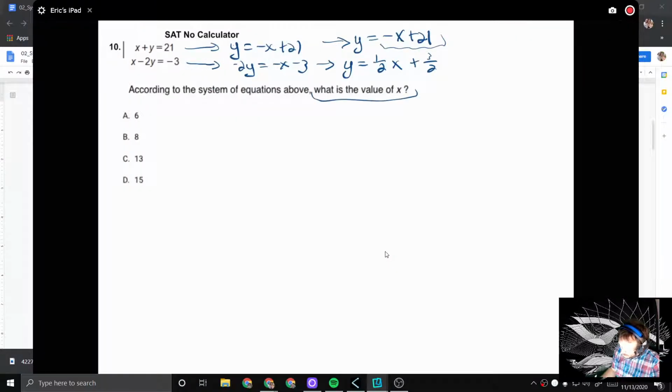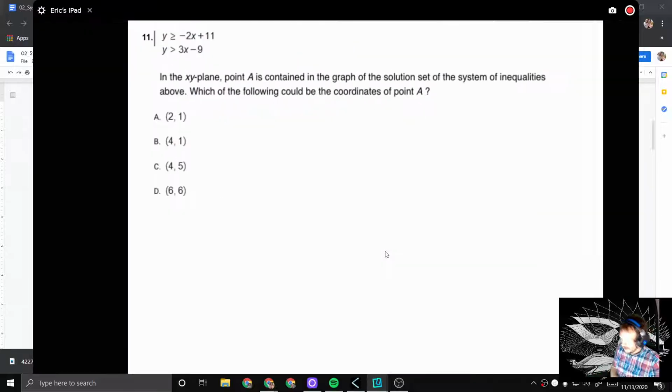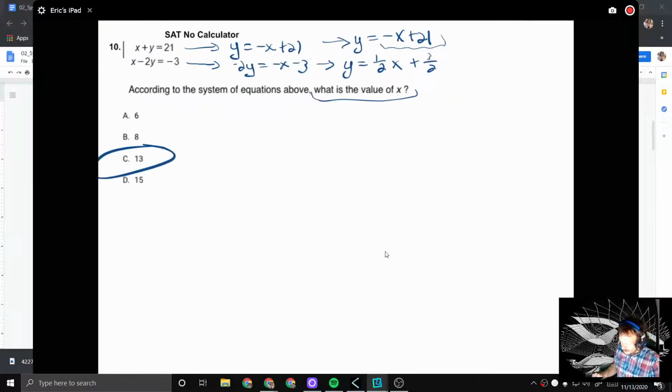What is the value of x? 13. Number 11. Oh, the one that I did with the calculator was one where I said no calculator. Don't fall for that, everyone. You've all got to do this using either substitution, elimination, or by graphing by hand. I'm not even going to make a recommendation. Have fun.